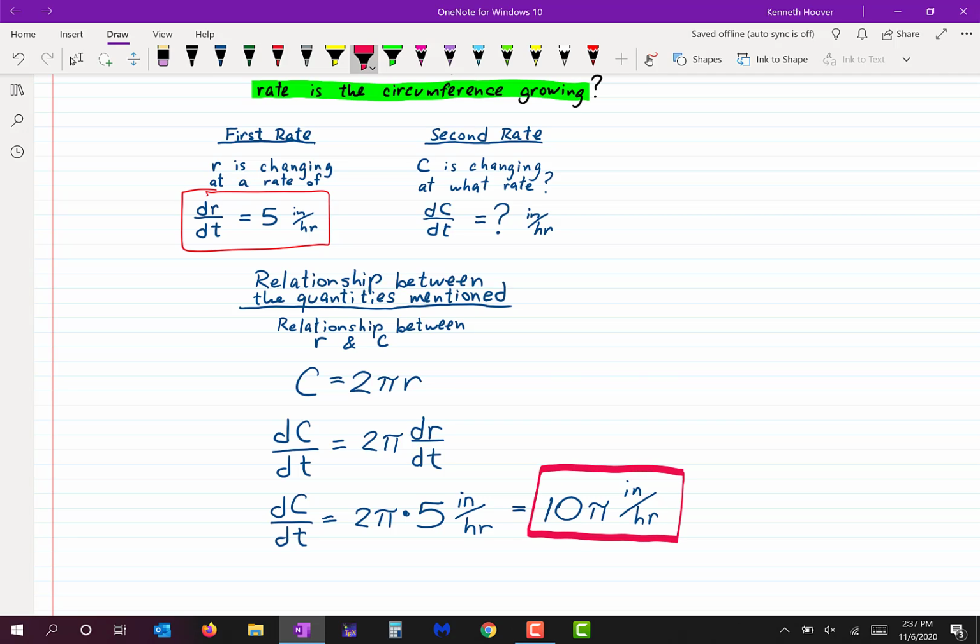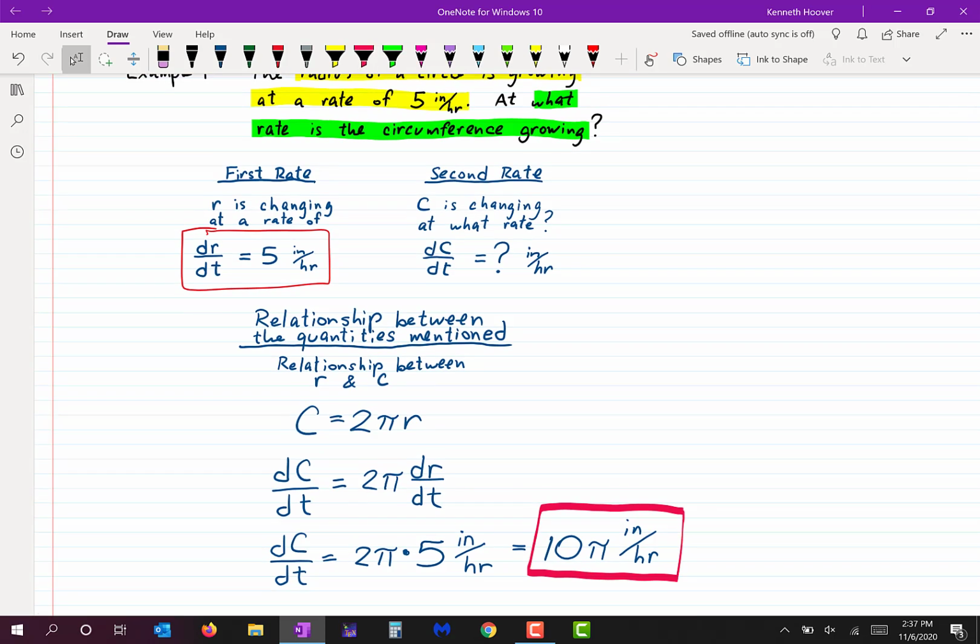That's how fast the radius is changing. Is it a positive or a negative rate of change? 10 pi is positive. So that means the circumference is growing, which is what they asked. At what rate is it growing? And the answer is 10 pi inches per hour.